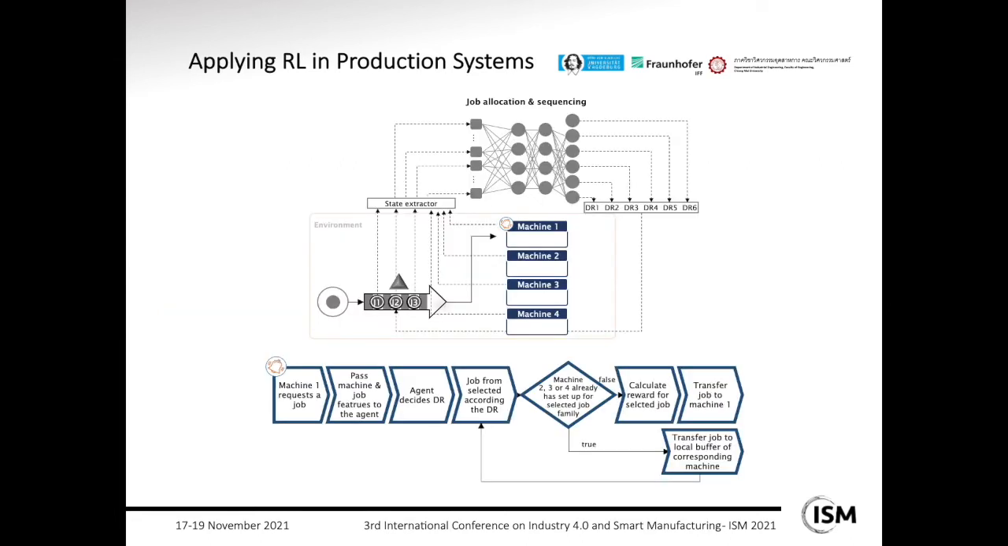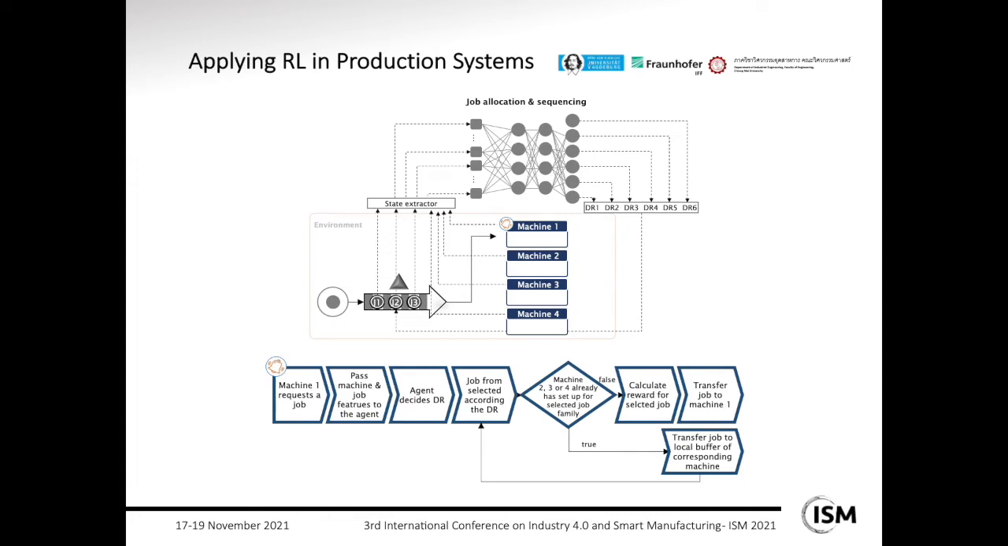So how is this conceptual model looking like in our case? We have a production system where, for example, one machine requests a job, and then we're passing certain information about the machine status and about the jobs to the state extractor, and the state extractor is forwarding this information to our actor critic system. And our actor critic system is deciding for certain dispatching rules. And then this job will be selected according to this dispatching rule.